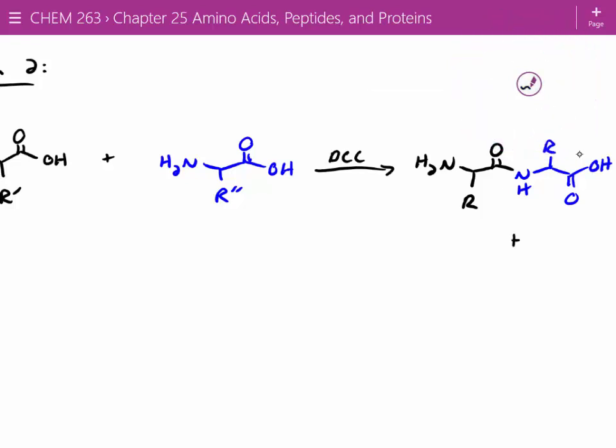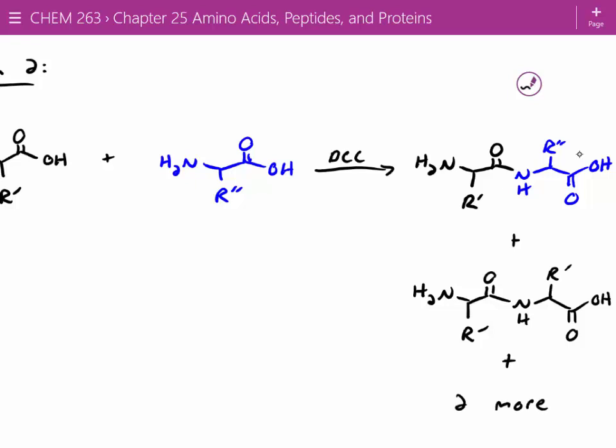However, you also get some of your amino acids dimerizing together. So you may also get 2 black amino acids coupled together. And you can actually get 2 more products.